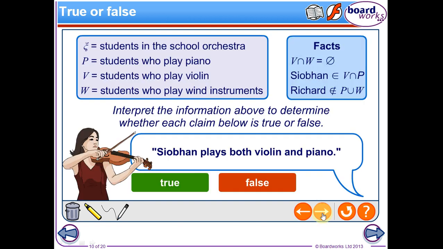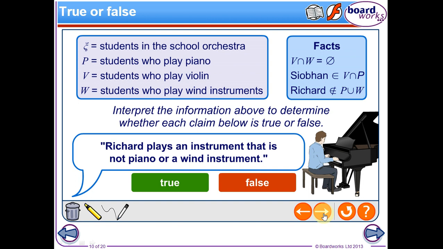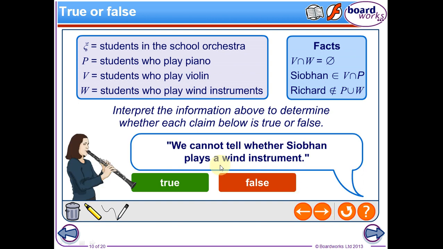So I think we are okay, we are through with this. So we cannot tell whether someone plays a wind instrument, because the violin and piano, is that a wind instrument? Okay, so that's it.